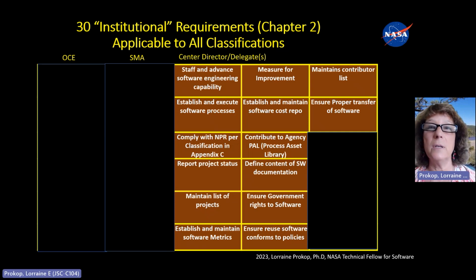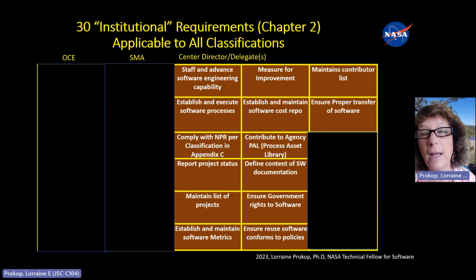So just going through these, the center shall staff and advance software engineering, establish and execute software processes, comply with this NPR, and I'm going to go through the classification matrix in subsequent, I think in the next chart. Report project status, maintain a list of projects, shall maintain software metrics and use them for improvement. Establish and maintain a cost repo so that cost estimation is improved over time. Contribute to the agency process asset library. Again, I'll show you the link to that.